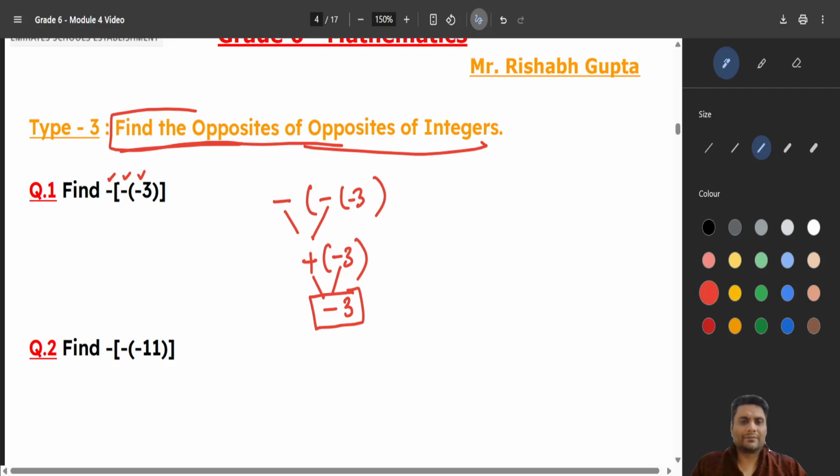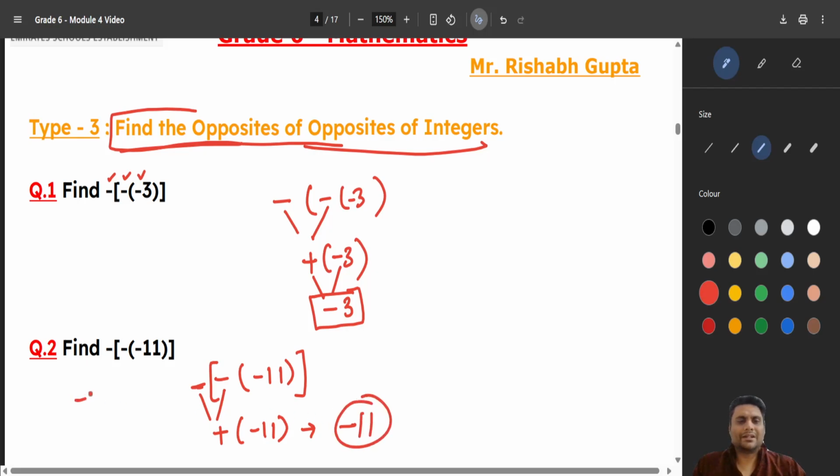So the final answer is negative of 3. Same thing here. Minus of 11, something like this. Now the first 2 signs are same, so they will become positive, right? Then I will bring it here. Now these 2 signs, plus and minus, are different, so it will become minus 11. So my final answer is negative of 11. Let's see the next question.